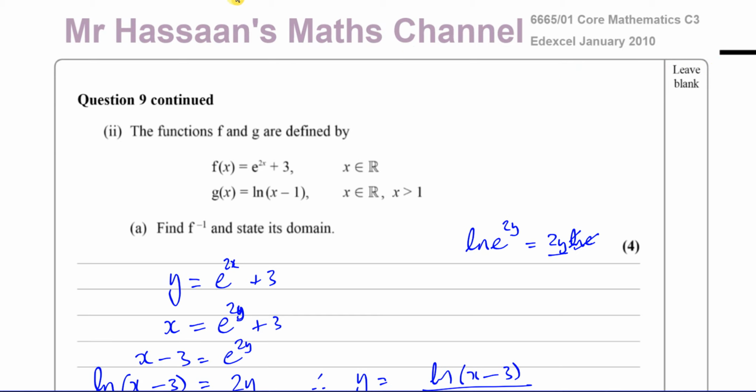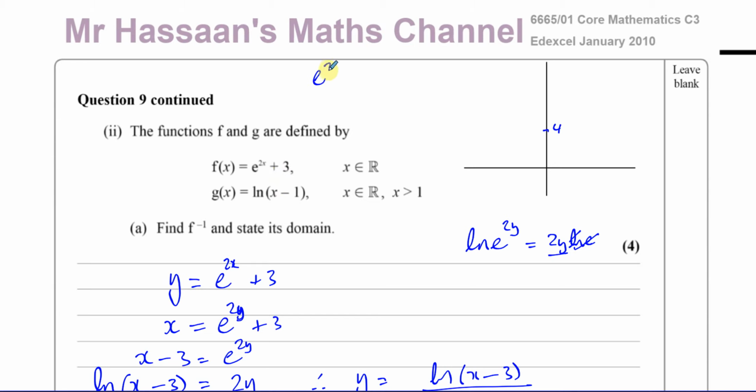Okay, so now remember what I was saying before. This is e to the power of 2x, not e to the power of x squared. They're not the same thing. So over here, basically what we have is the x values. For example, when x is 0, you're going to end up with e to the power of 0, which is 1, plus 3, which is 4. So it's going to go through 4 here.